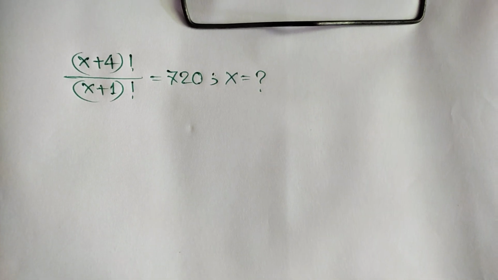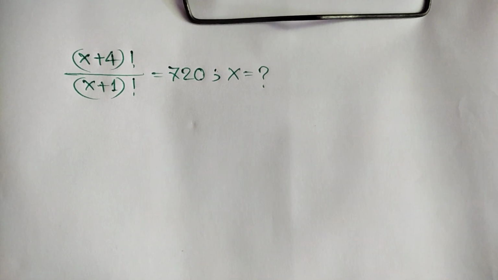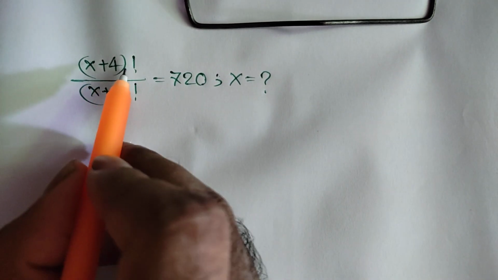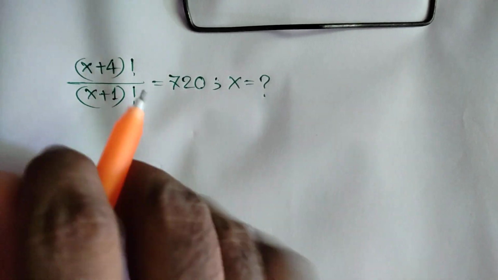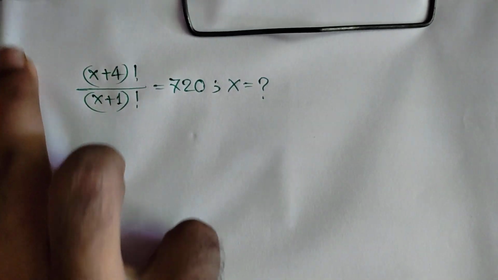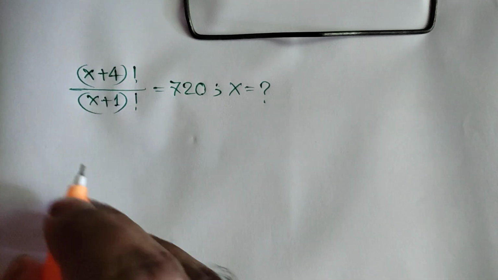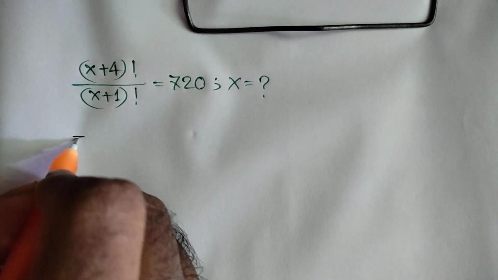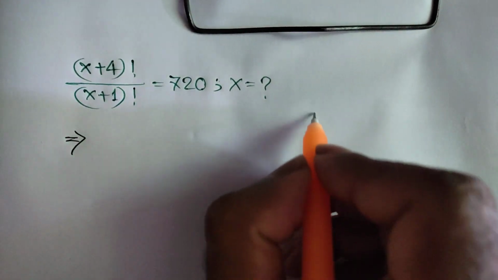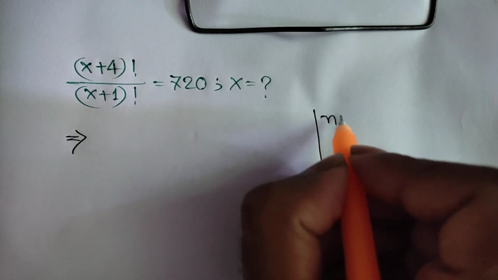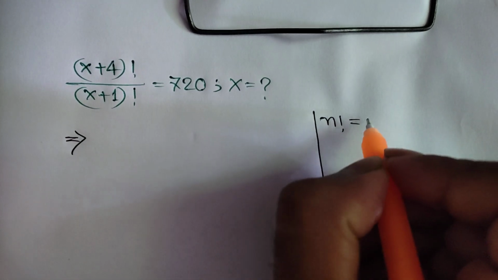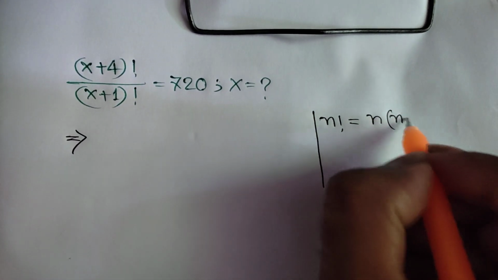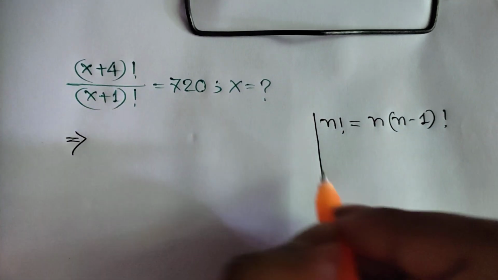Hi everyone, in this video I am going to show how to find the value of x where (x+4)! over (x+1)! is equal to 720. We know n! is equal to n times (n-1)!.